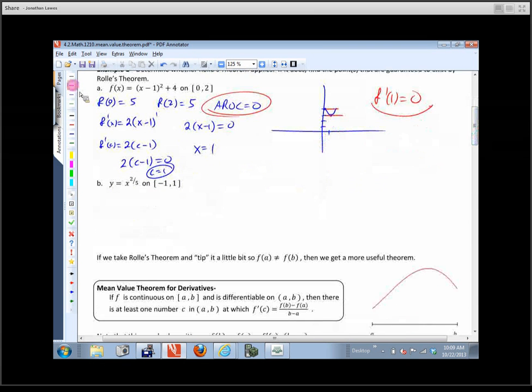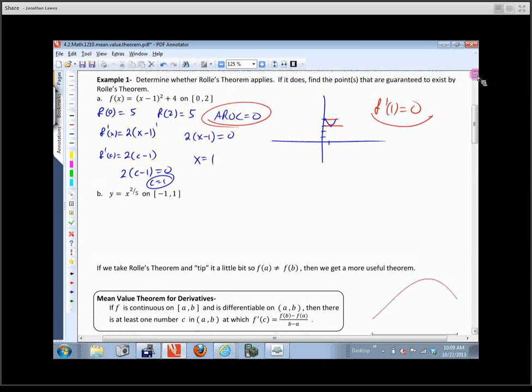Okay, let's take a look at the next one. Again, we want to make sure that we've satisfied the hypothesis of Rolle's theorem. So, first of all, is it continuous? Yes, it is. Okay, let's check the function values. If I plug in a -1, we've got a 5th root of x squared, which would be an easy way to evaluate it. If I plug in a -1, I square that, that's a 1. Take the 5th root, I end up with a 1. If I find y of 1, if I plug in a 1, I get the same thing. So the function values at the endpoints are the same. So the average rate of change is going to be 0. Is it differentiable on that interval?